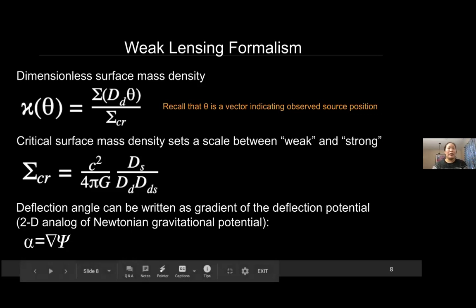Also to note here, the deflection angle can be written as a gradient of the deflection potential, which I'm denoting as psi. This is a two-dimensional analog of the Newtonian gravitational potential, so this also satisfies the Poisson equation.